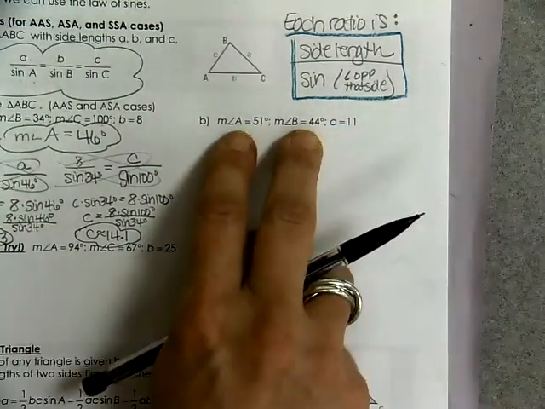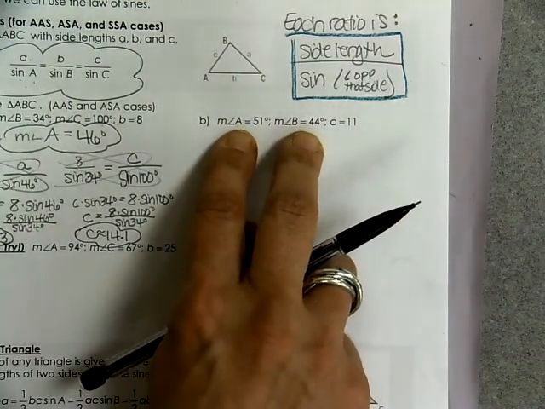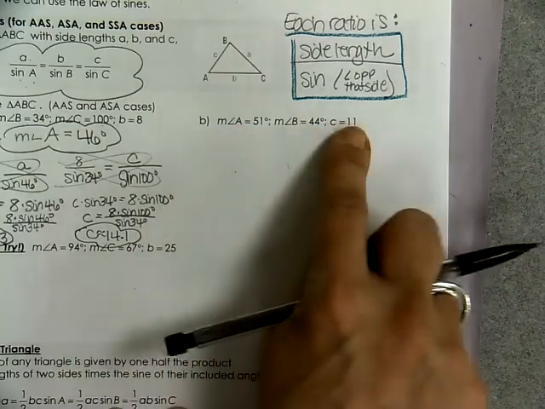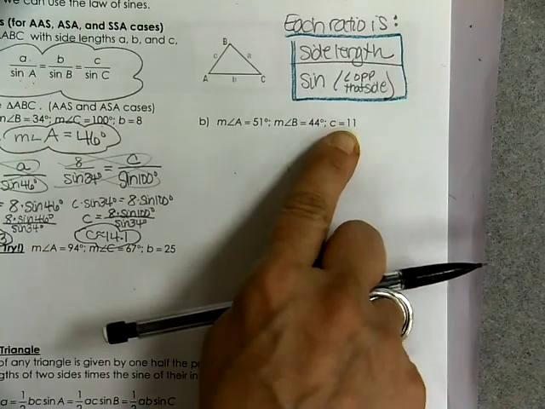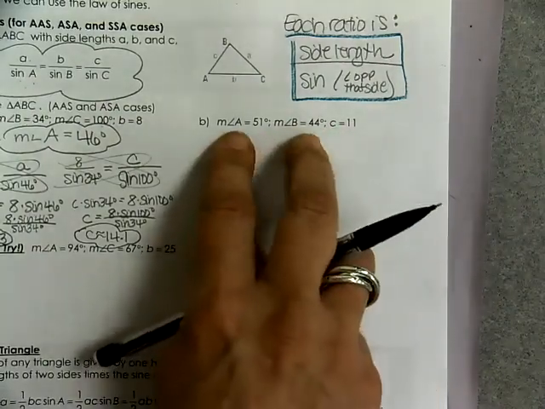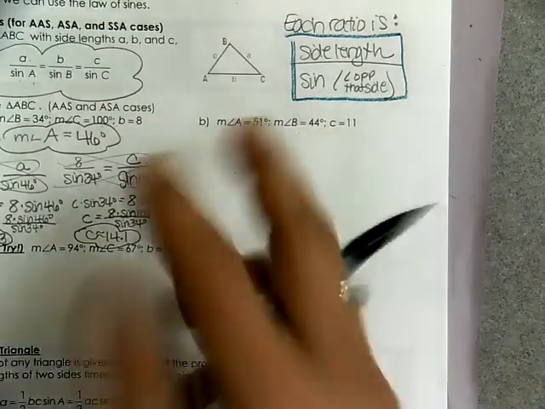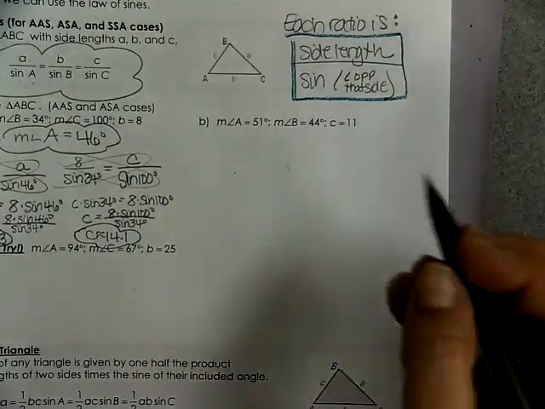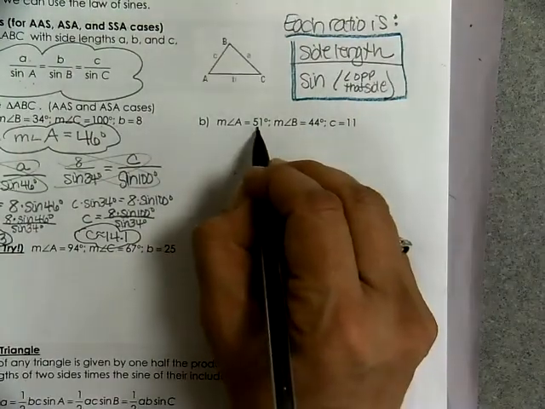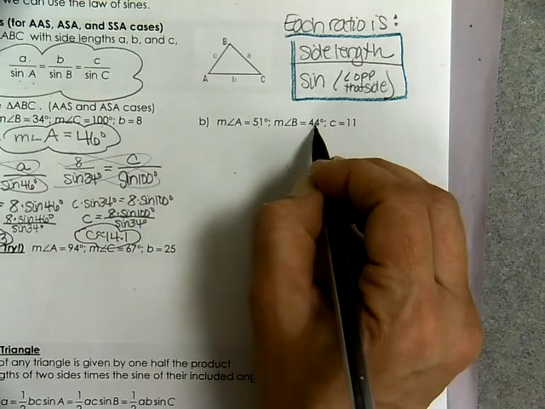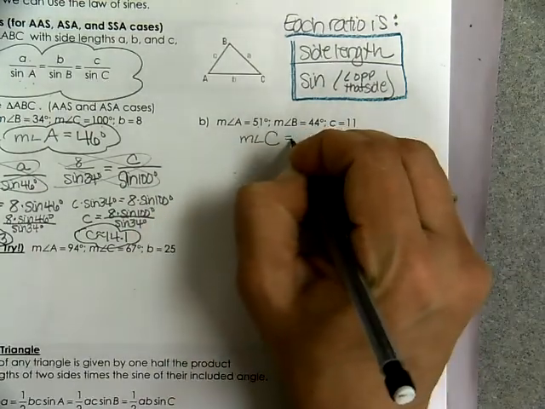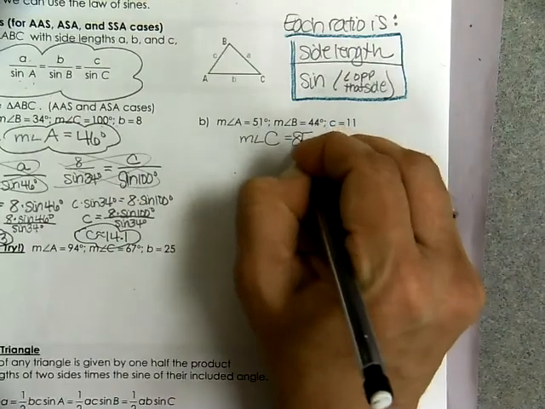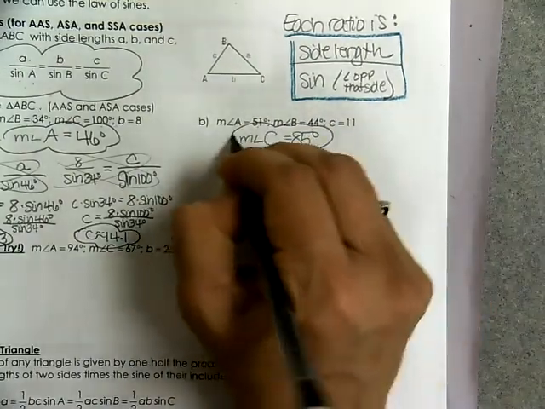Notice that we know the measure of angle A and angle B here. And so we might be upset because we're like, oh no, we know side C, but we don't know angle C. But fortunately, because we know 2 of the angles, we can find the third angle by using the triangle sum theorem. So we'll take 180 minus 51 minus 44 degrees, and that gives me the measure of angle C. So the measure of angle C is 85 degrees.